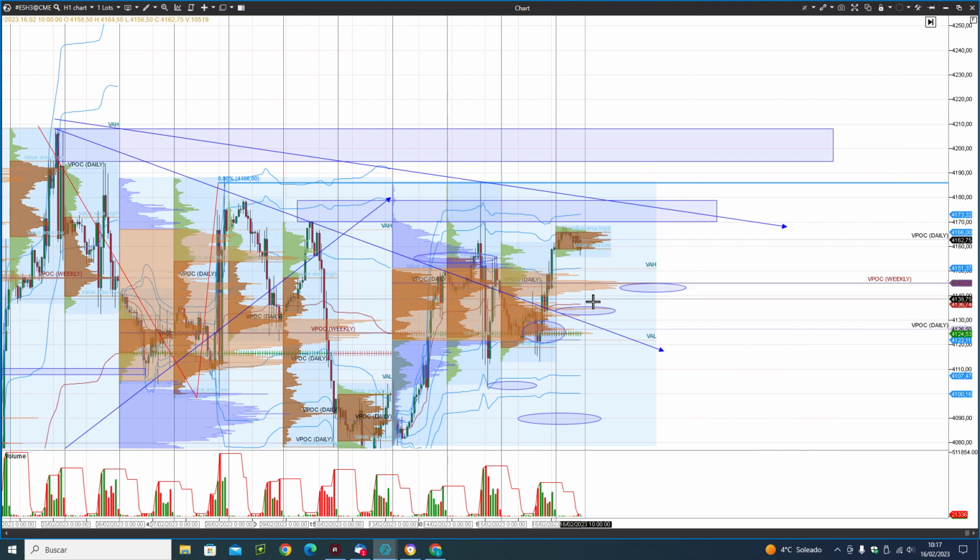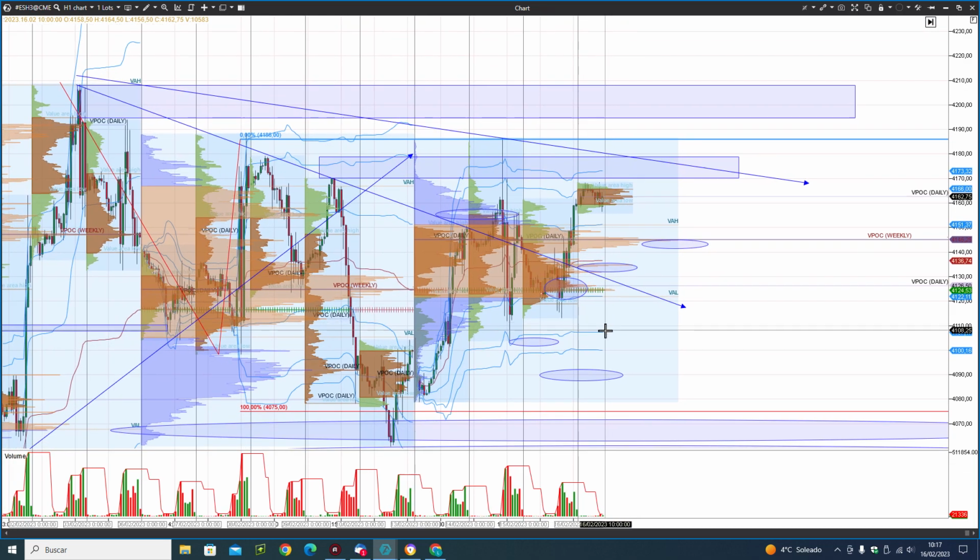4,145. Next step could be this high volume node at 4,134, and the final of the VWAP line, the point where the price has rebounded, all of this zone between 4,124 to 4,116.